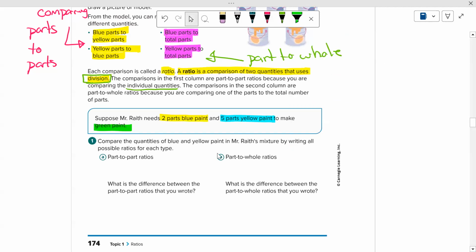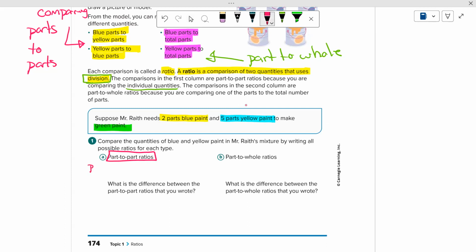Compare the quantities of blue and yellow paint in Mr. Wraith's mixture by writing all possible ratios of each type. So we're not going to just write one, we're going to write all parts. So we're going to write part to part ratios. Well, part to part only compares part to part. So if we reread this here, it says 2 parts blue, 5 parts yellow, and that makes a green. So last time I checked, the blue and the yellow are the parts. So how do we write ratios of parts to parts?